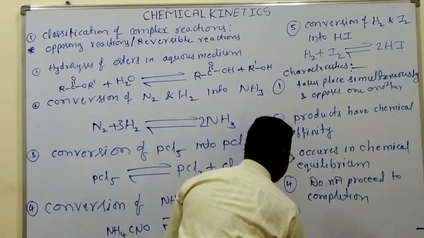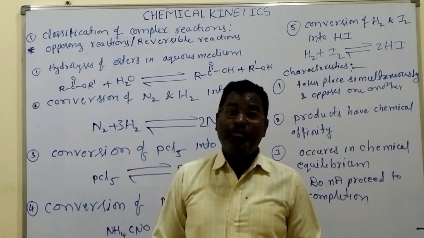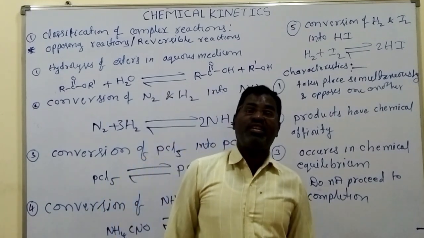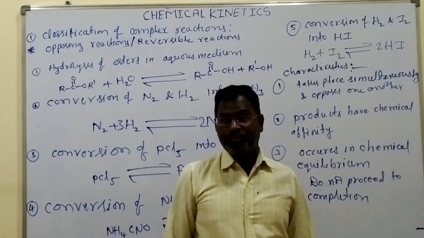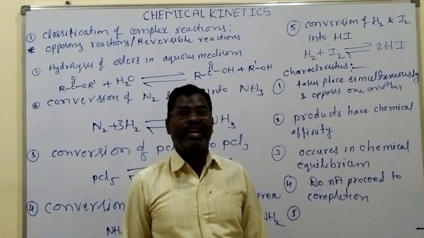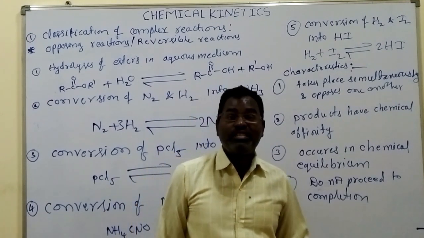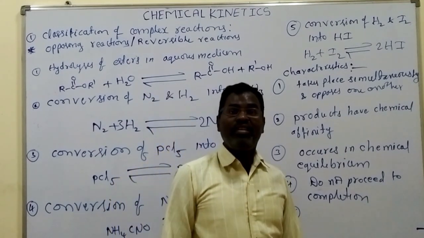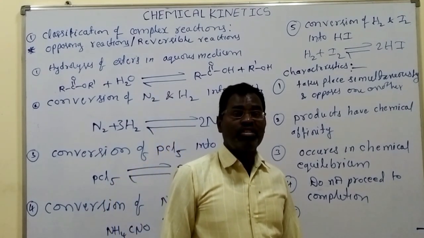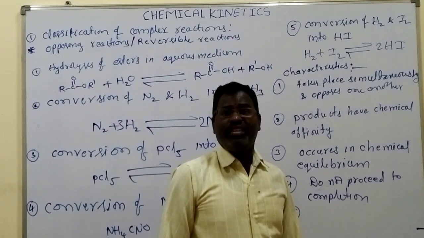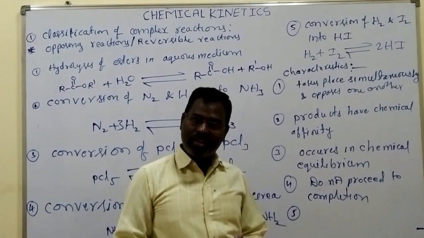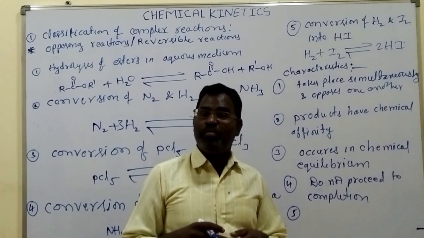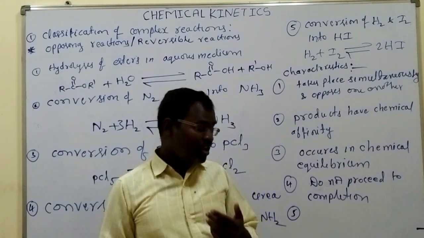The next point: if we plot a graph between concentration and time, the concentration of the reactant gradually decreases, whereas the concentration of the products gradually increases. But after some time both become constant.